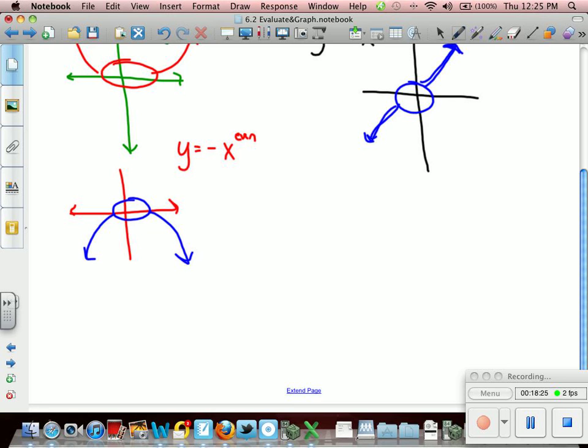So y equals a negative value times x raised to an even exponent. That's even.